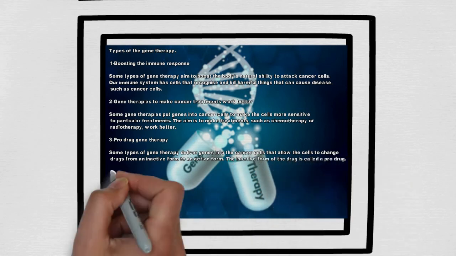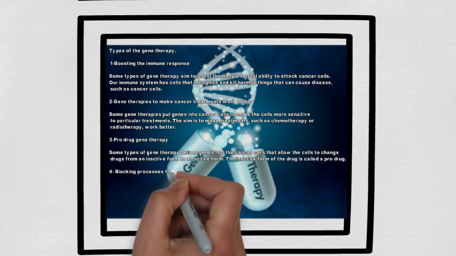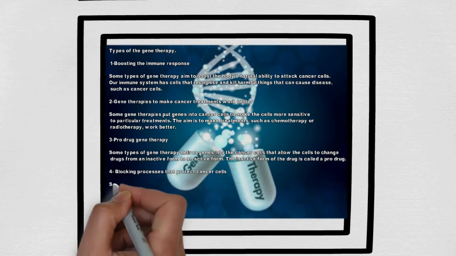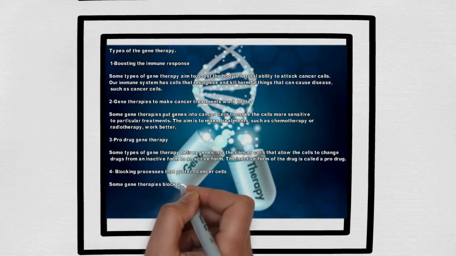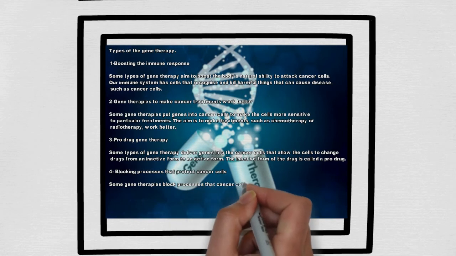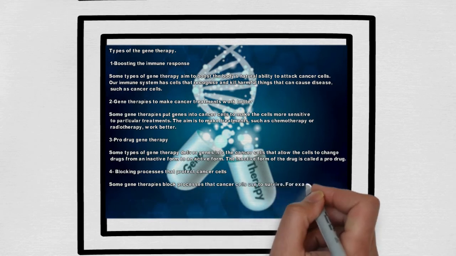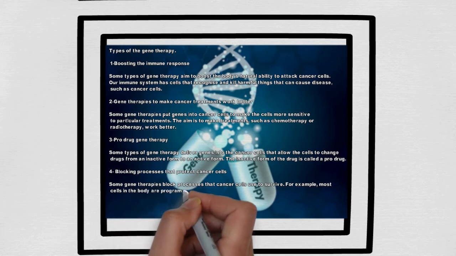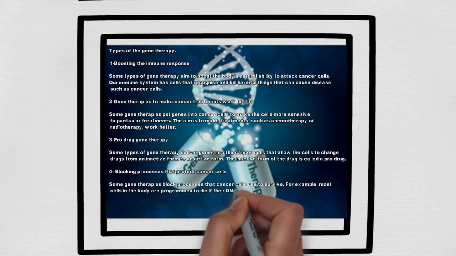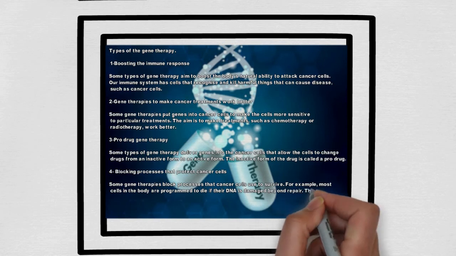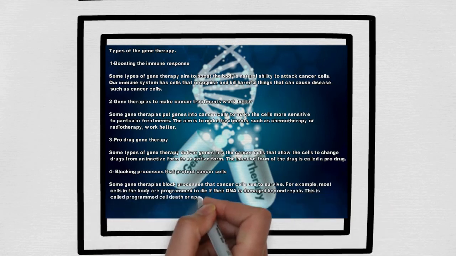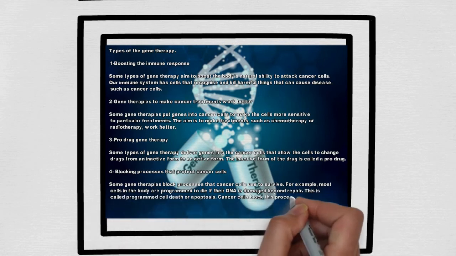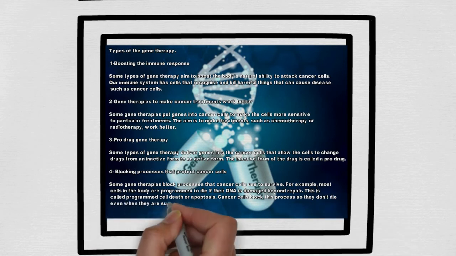Number 4, blocking processes that protect cancer cells. Some gene therapies block processes that cancer cells use to survive. For example, most cells in the body are programmed to die if their DNA is damaged beyond repair. This is called programmed cell death, or apoptosis. Cancer cells block this process so they don't die, even when they are supposed to.